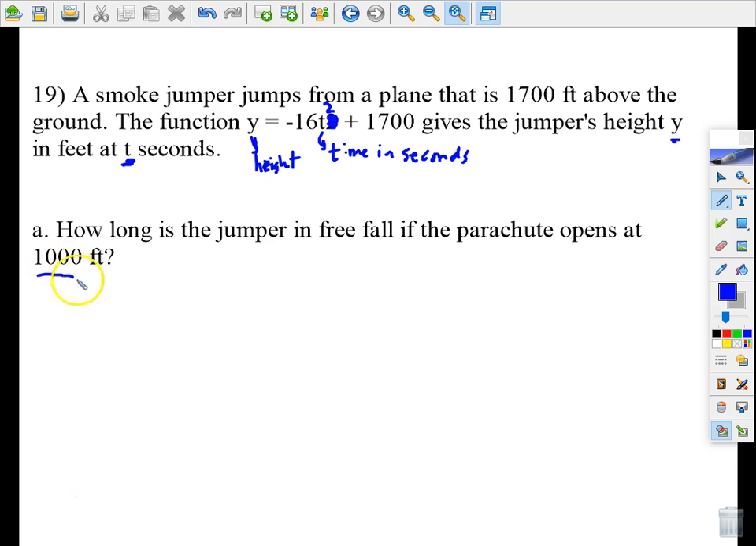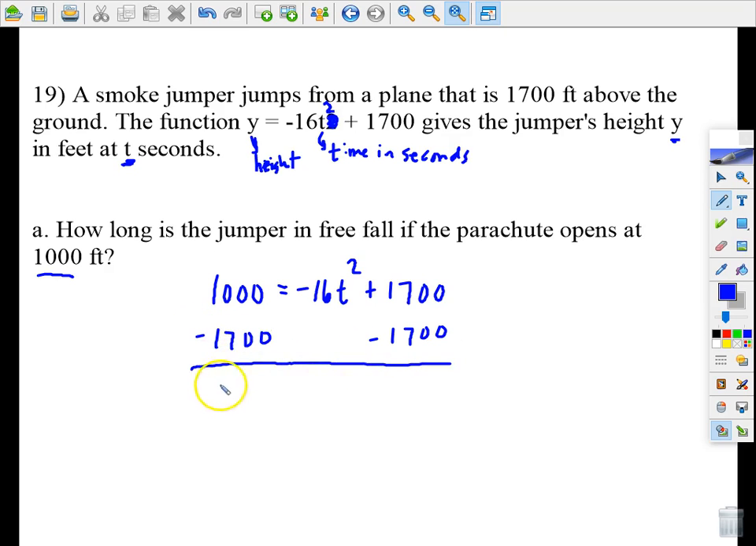So this would be our height. Looking at our function, knowing that y represents height, let's take the 1,000 and replace y in the function. Basically, we're going to be solving for t. Solving for t means I need to subtract 1,700 from both sides. That gives me negative 700 equals negative 16 t squared. The next thing to do is to divide both sides by negative 16.